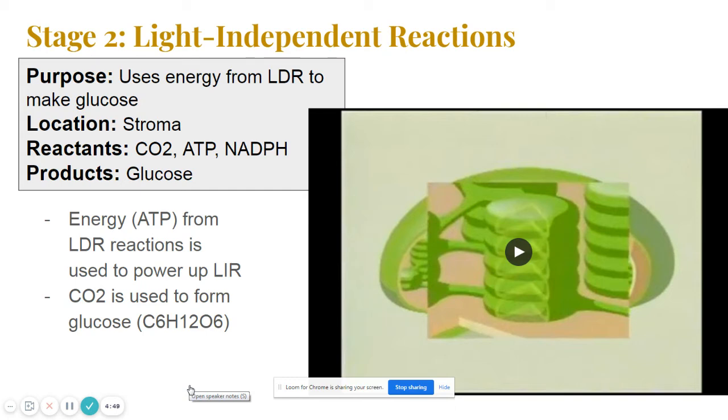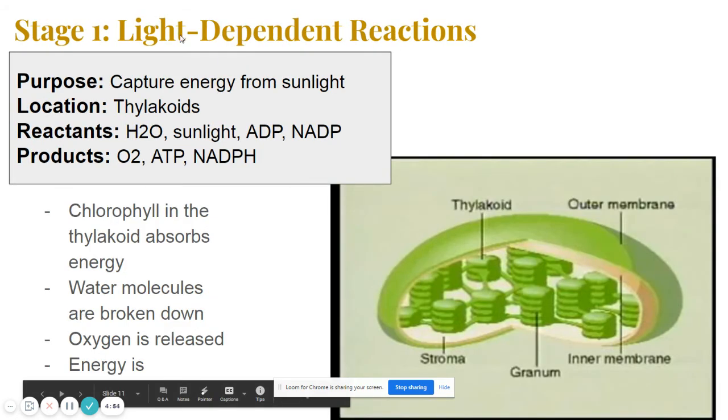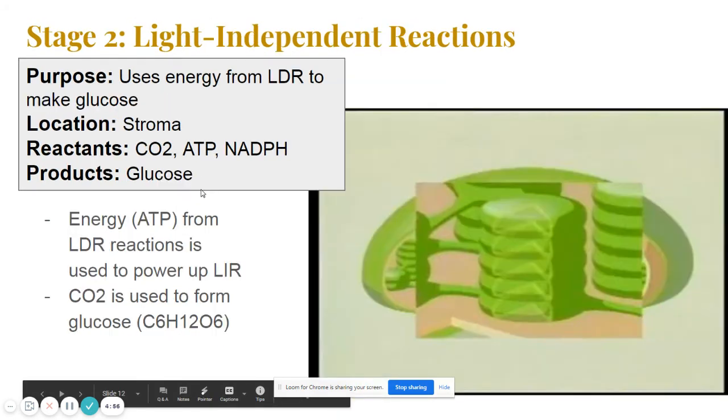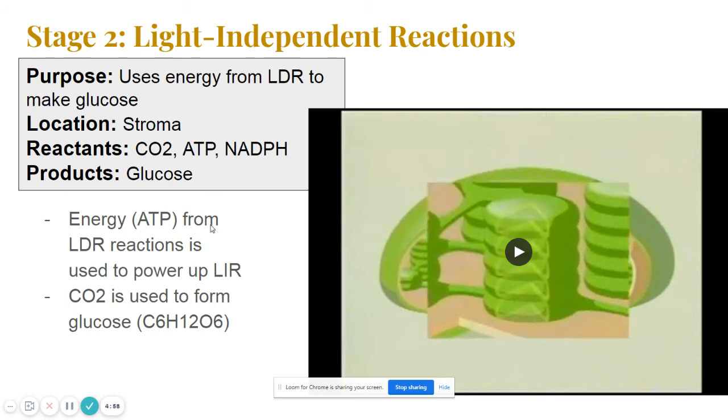So the purpose of stage two is to use the energy that was created in the light-dependent reactions in order to make glucose, the final product of the process of photosynthesis. The location of stage 2, or the light-independent reactions, is the stroma, which is a clear, jelly-like liquid that fills the chloroplast. The main reactants of this process are carbon dioxide, ATP, and NADPH.